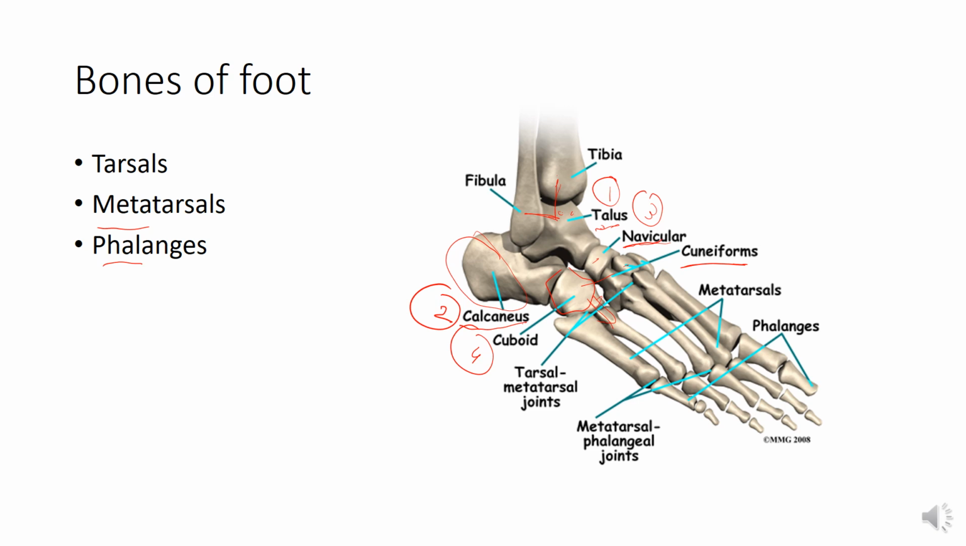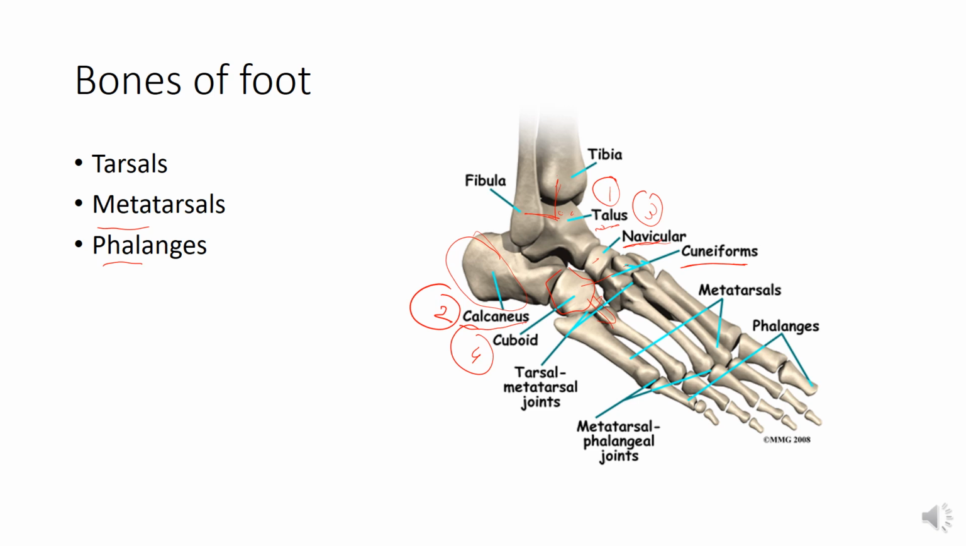Metatarsal bones, these are the bones of the foot. They are 5 in number. They are numbered from inside out, from medial to lateral side, which forms the greater part of the dorsum of the foot. At their proximal ends, they articulate with the tarsal bones.